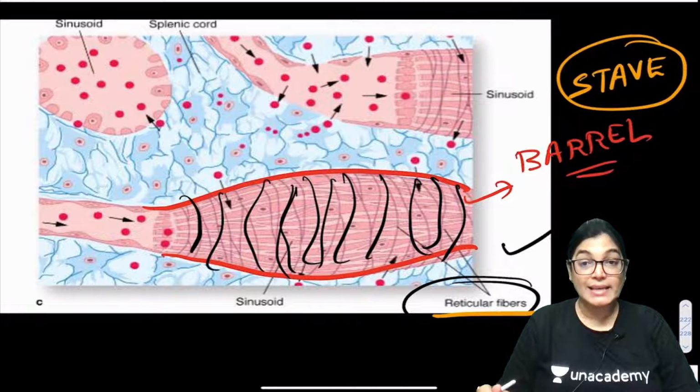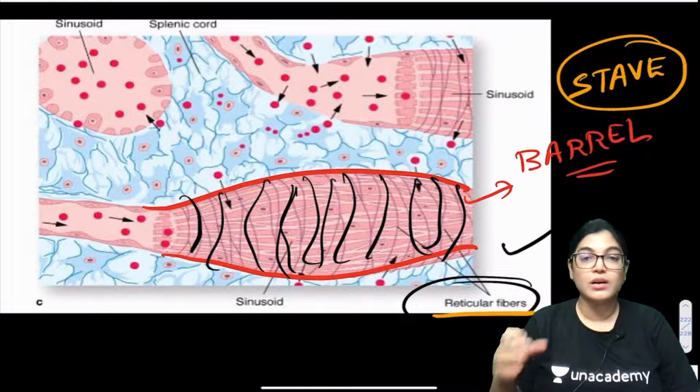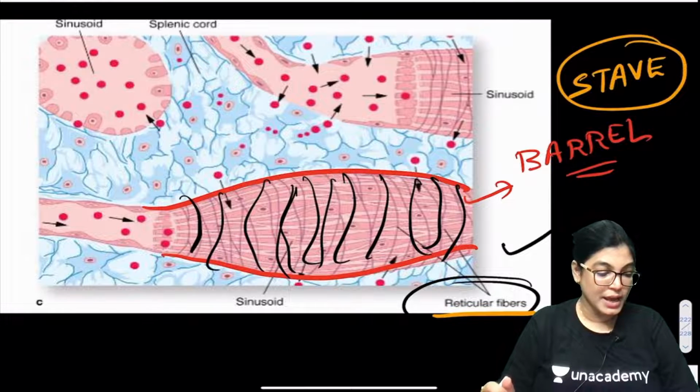So this is one of the characteristic features seen in the spleen. This is required for engulfing the worn out RBCs. Okay, let's move on to the next MCQ.